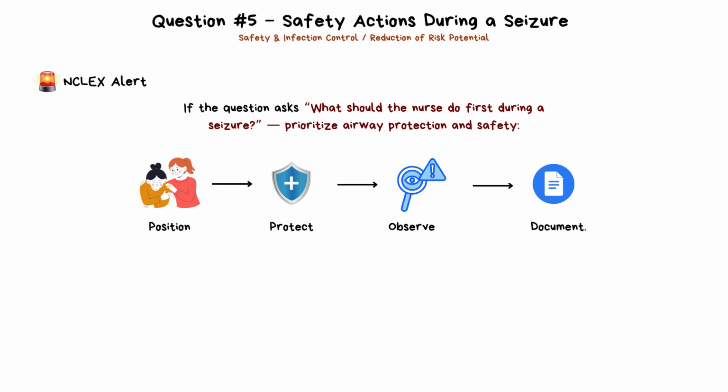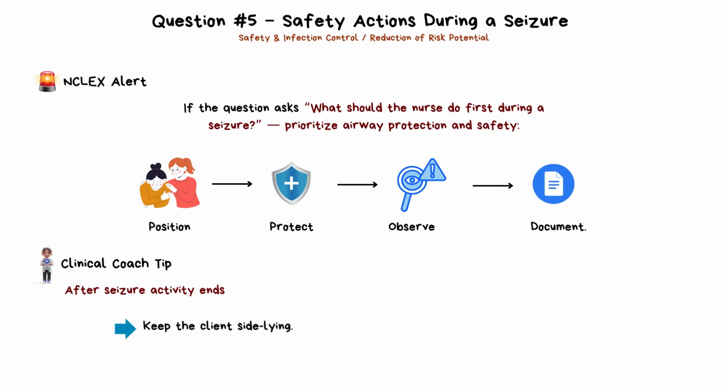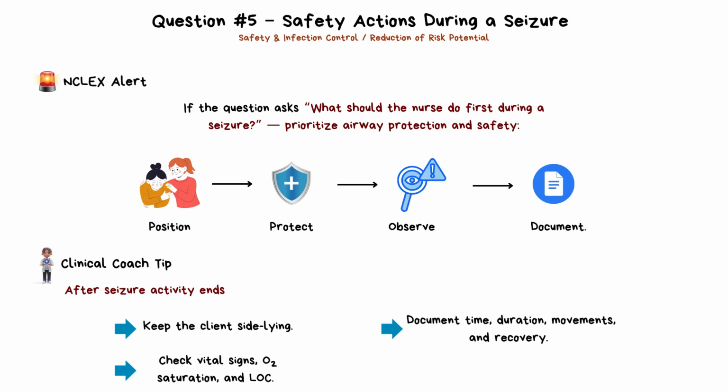And after the seizure ends, your clinical coach reminders. Keep the client on the side. Check vital signs, oxygen saturation, and level of consciousness. Document the time, duration, movements, and recovery. And stay with the client until they're fully alert. Simple steps, but they save lives and score big points on the NCLEX. All right, that completes question 5. Let's move on to the next one.